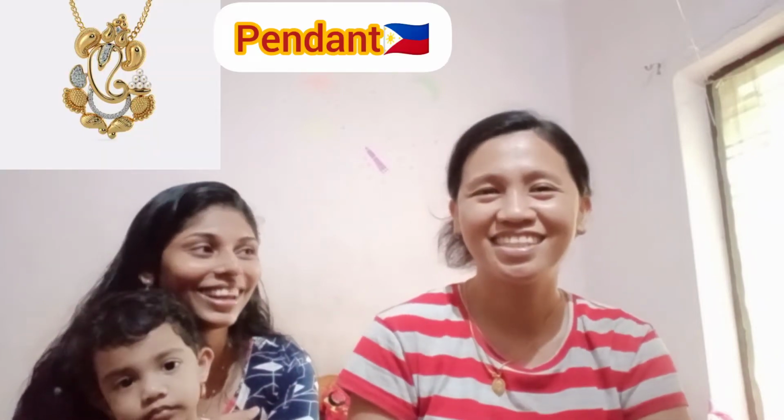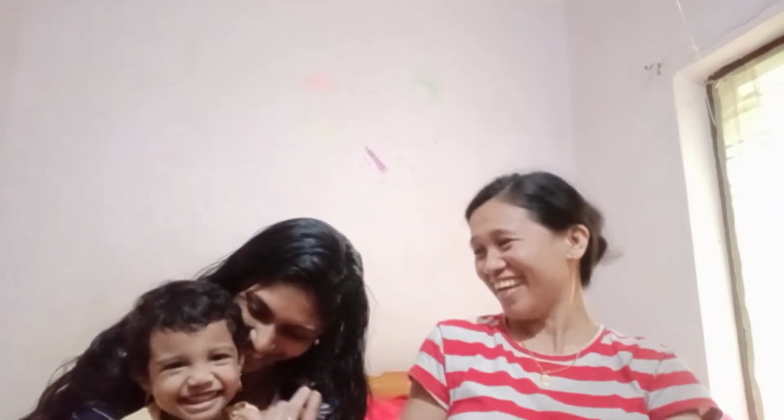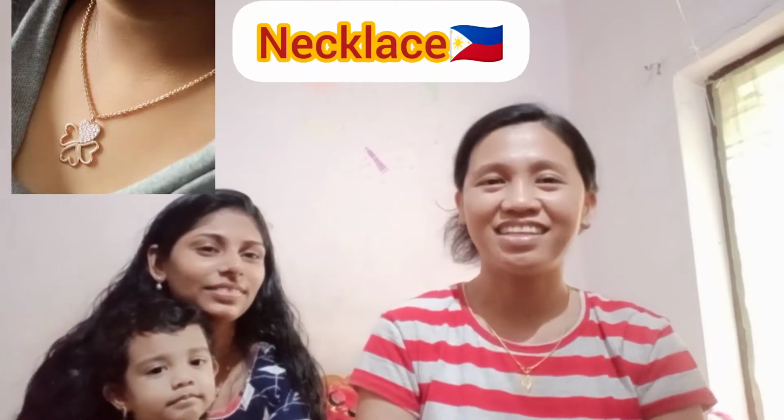The next one is this one. Like this. Pendant. Here, locket. Same like a lock, you lock in there. She's smiling. Do you understand? Yeah. The next one is necklace.